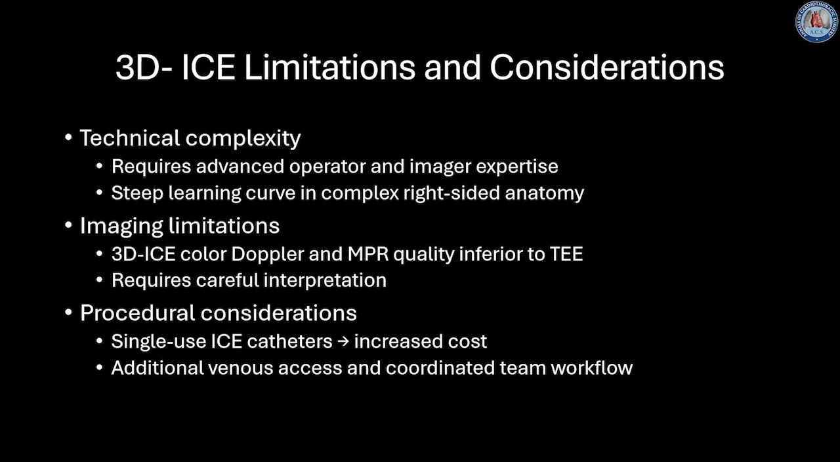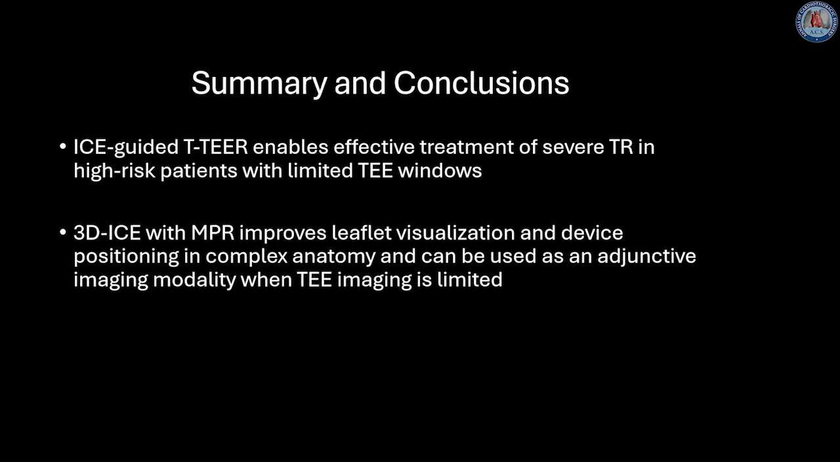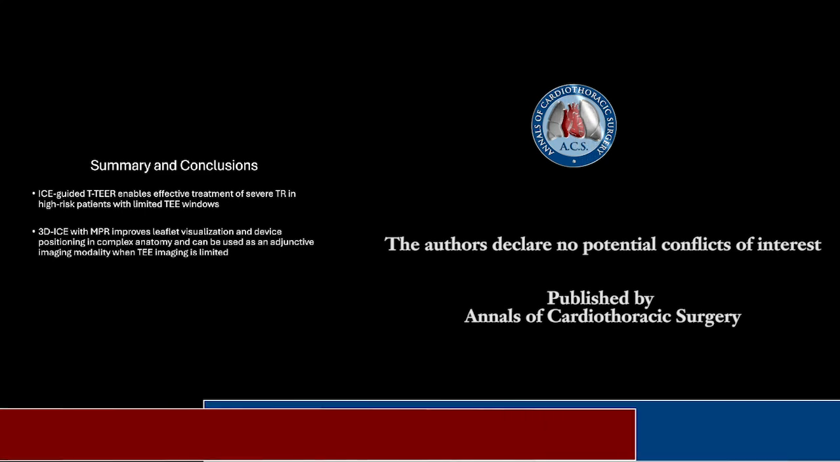The approach also adds procedural costs due to single-use catheters and necessitates additional venous access and close coordination between the proceduralist and imaging team. In summary, adjunctive ICE can meaningfully expand the feasibility and safety of T-TEER in complex, high-risk patients by overcoming imaging limitations and enabling precise leaflet grasping, while avoiding the risks associated with more invasive tricuspid interventions.